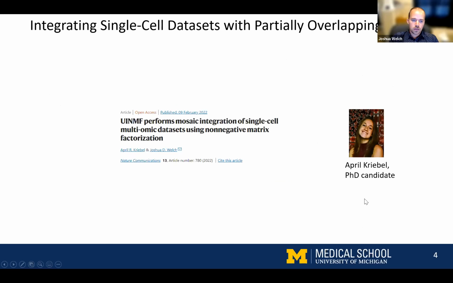The challenge that we wanted to address in the Nature Communications paper is how can we integrate data sets that have partially overlapping features? And so we developed a new algorithm called unshared integrative non-negative matrix factorization, or UINMF, to address this challenge. And this was work that was done exclusively by my PhD student, April Kriebel.